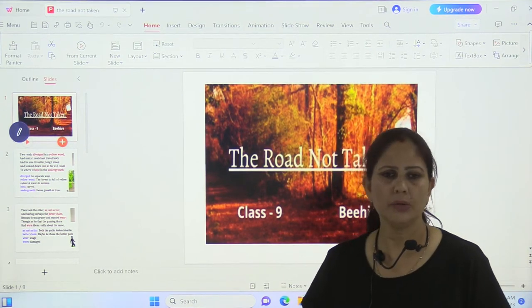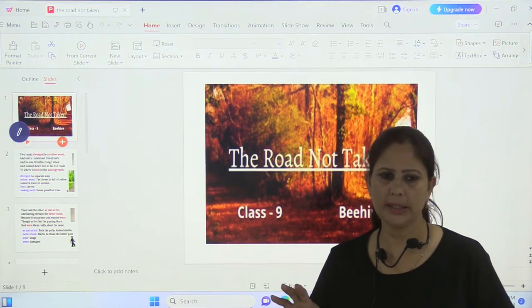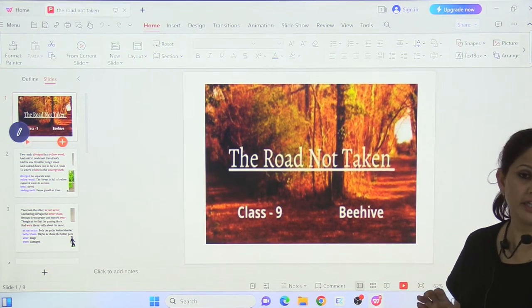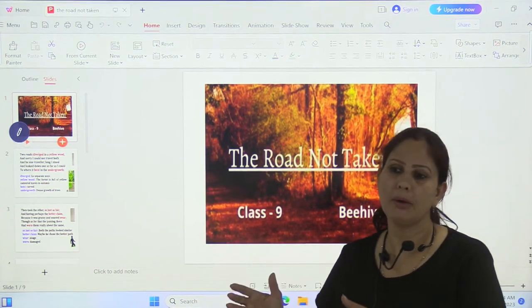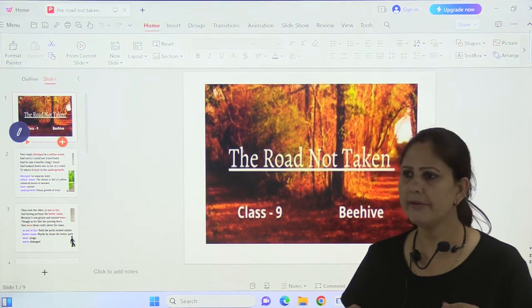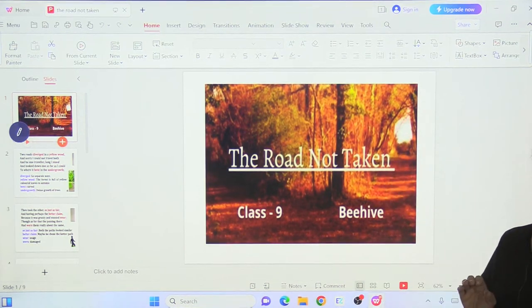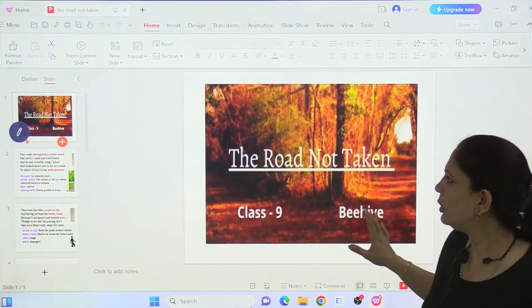Aur jo unka genre hai, jo writing hai, kis type ki poems likhte hain, it's all about nature. He has basically written nature poetry. He's a romantic poet. Romantic poet means wo romantic era ko belong karte hain. The romantic era is where the writers have mostly written nature poetry. So he is also a nature poet, and his major work is all about nature. So this is also a beautiful poem written by Robert Frost, The Road Not Taken.